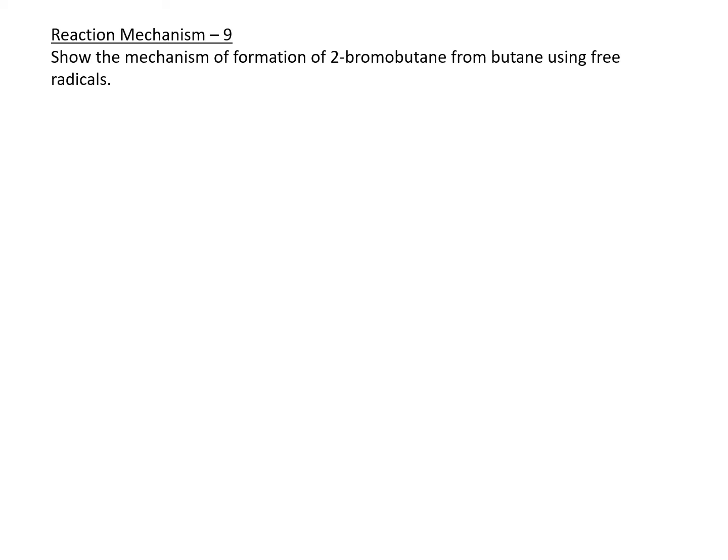Show the mechanism of formation of 2-bromobutane from butane using free radicals. Free radicals is a big thing because it tells us the mechanism we are supposed to use. So let's write our reaction first. This is butane, and this is 2-bromobutane. You can write the bromine on the left too if you want, the same thing.